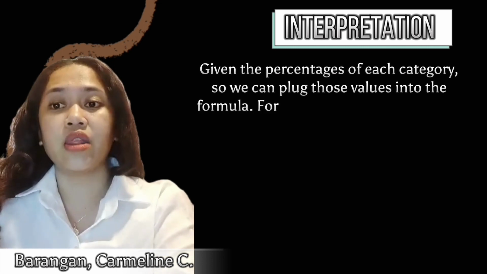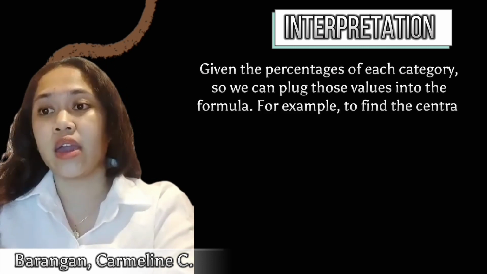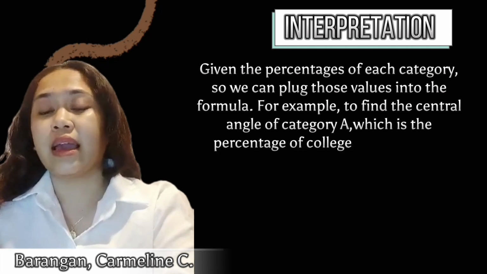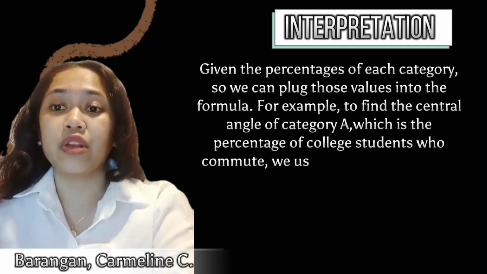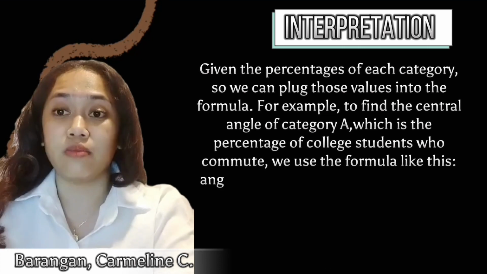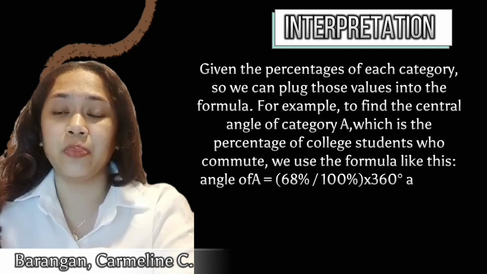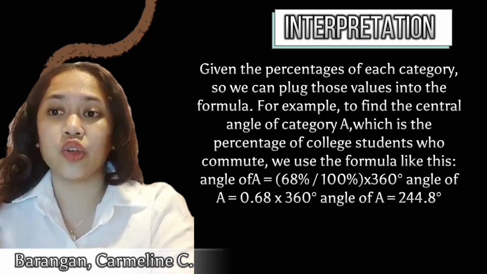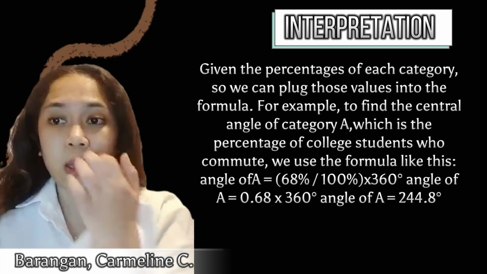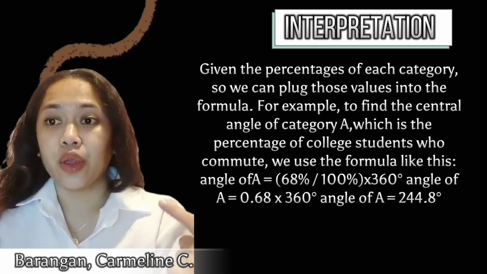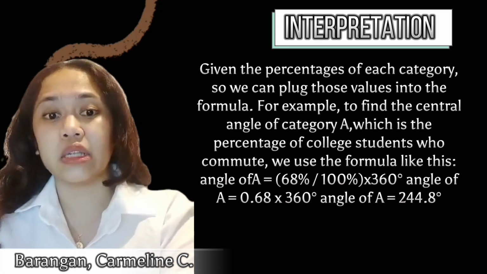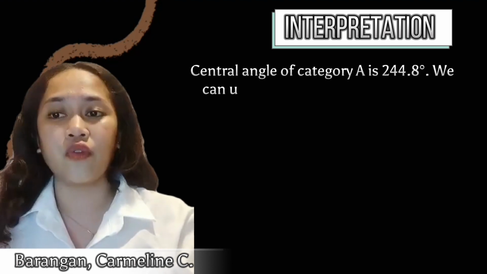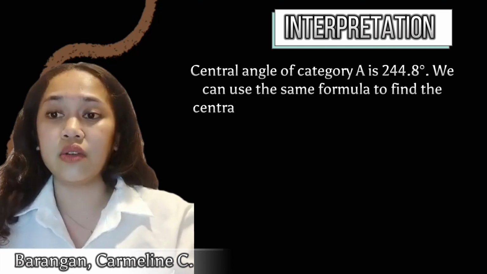For example, to find the central angle of category A, which is the percentage of college students who commute, we use the formula: angle of A equals 68% divided by 100% times 360, which is 0.68 times 360. Angle of A equals 244.8 degrees. So the central angle of category A is 244.8 degrees.